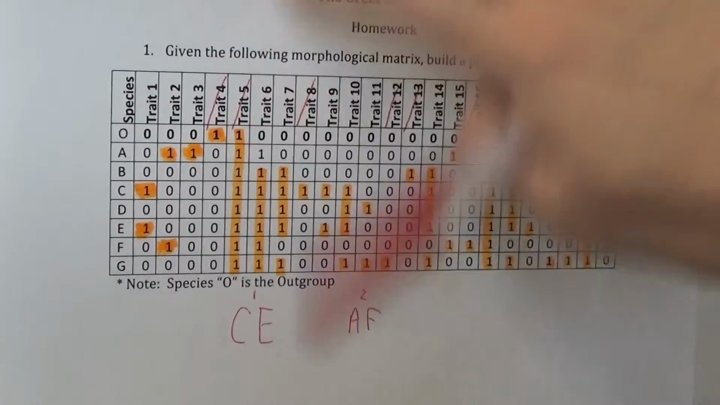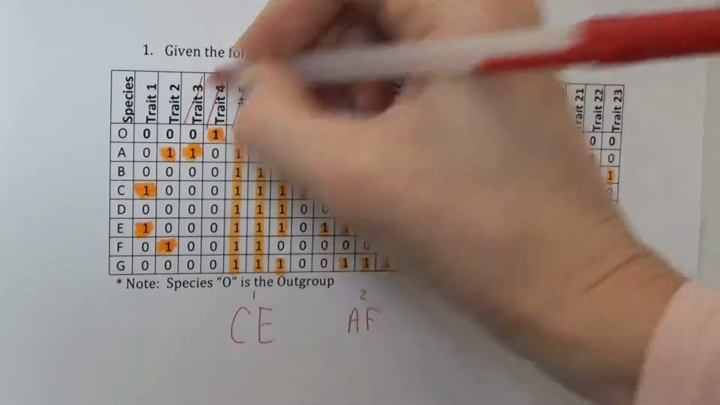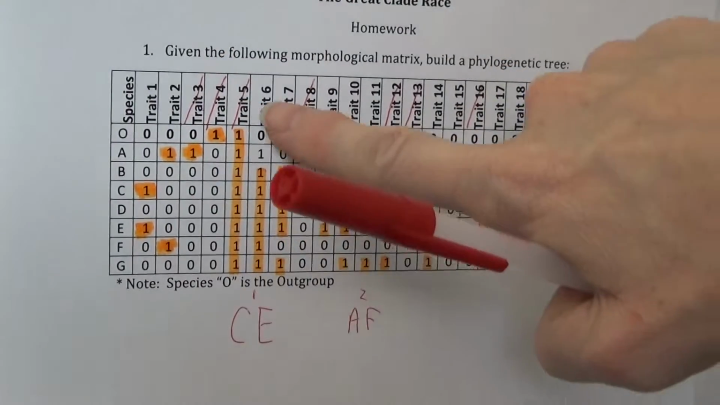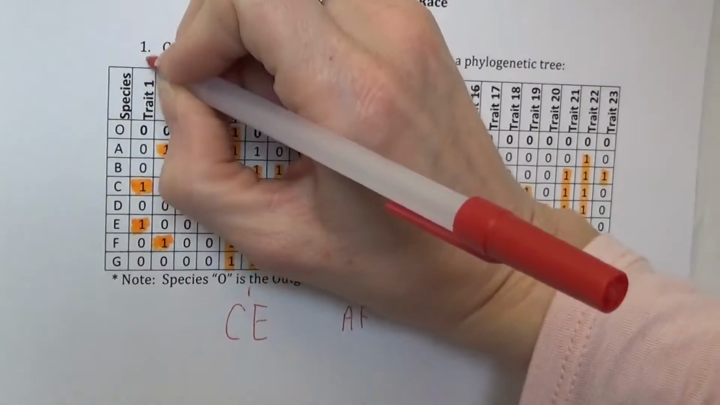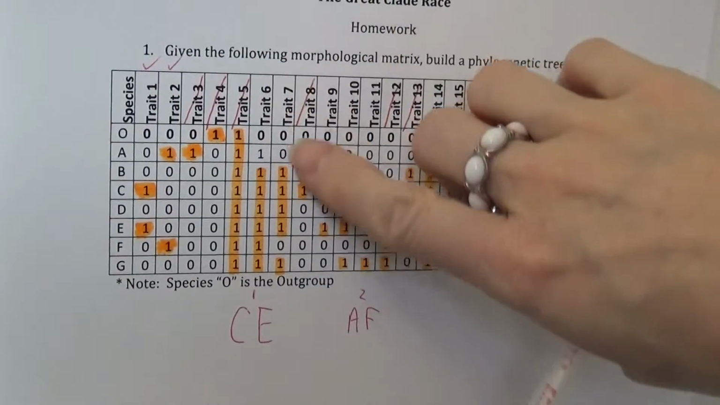And then we go to trait 3. Oh, trait 3 is uninformative also. Trait 4 is uninformative. Trait 5 is uninformative. Trait 6 has everybody together. Let's come back to that one. So we've done trait 1, we've done trait 2. Let's look at trait 7.